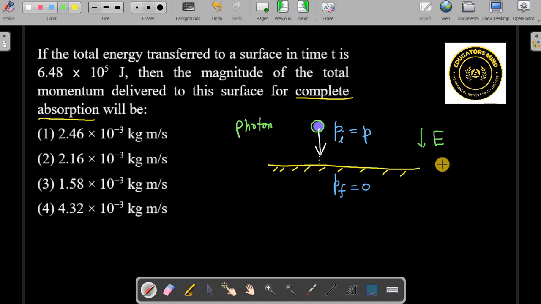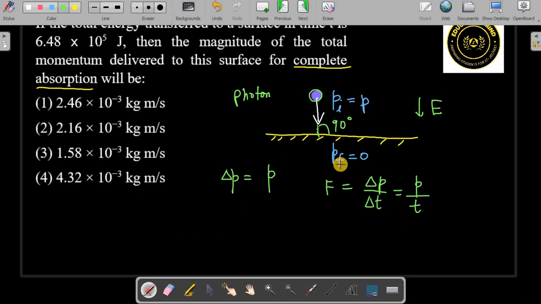So how do you calculate this? First of all, we should understand that these photons are going to hit normally. Of course it is hitting at an angle of 90 degrees, that we have to assume. Now let's say the total change of momentum, delta p, magnitude wise, is p because the final momentum is 0, right? So the force it will be imparting is change of momentum by time interval, where the momentum change is p and the time interval is t. This is the force, right?